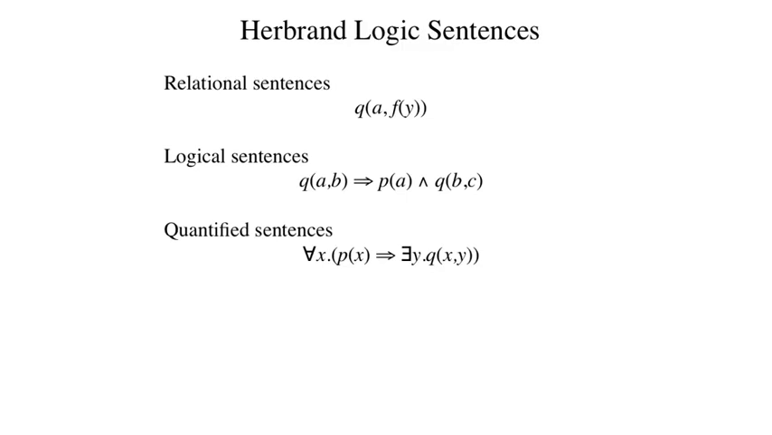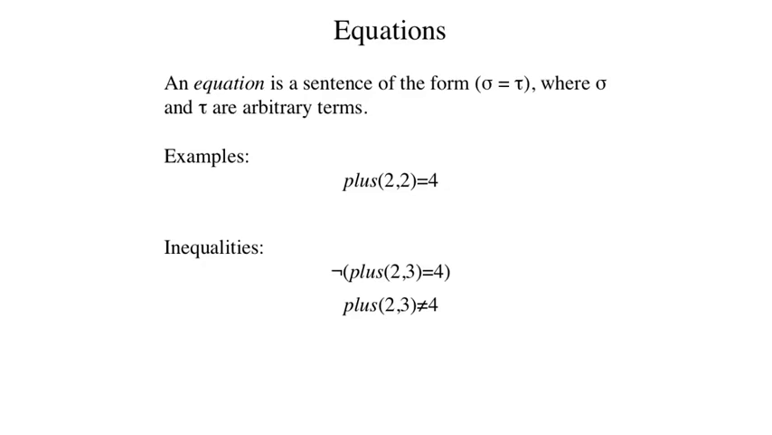The syntax of first-order logic is almost identical to that of Herbrand logic. Every syntactically legal sentence in Herbrand logic is a syntactically legal sentence in first-order logic. The only difference is that first-order logic has one additional type of sentence. An equation is an expression of the form sigma equals tau, where sigma and tau are terms in our language.